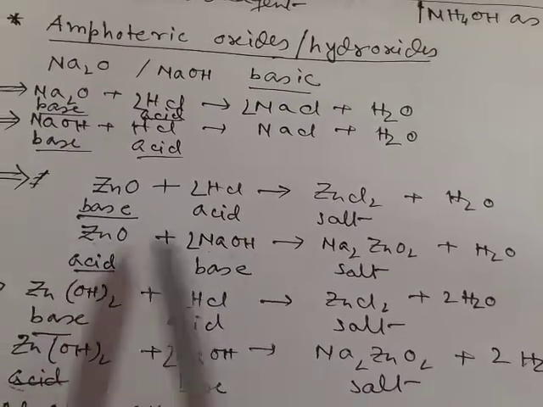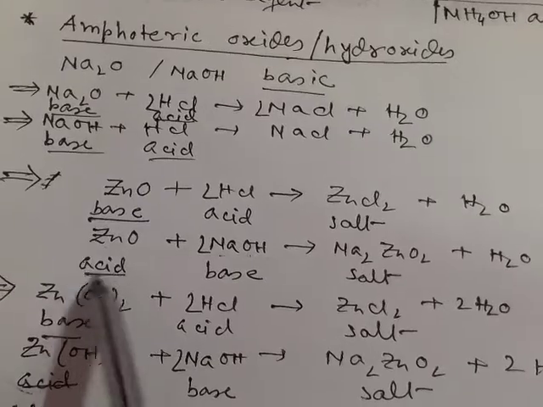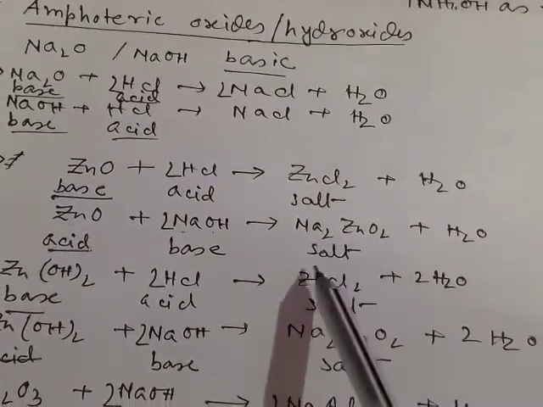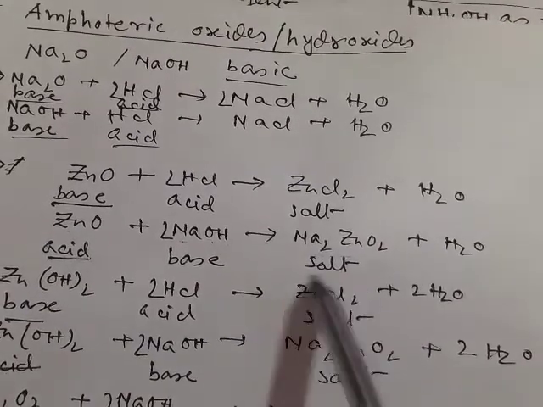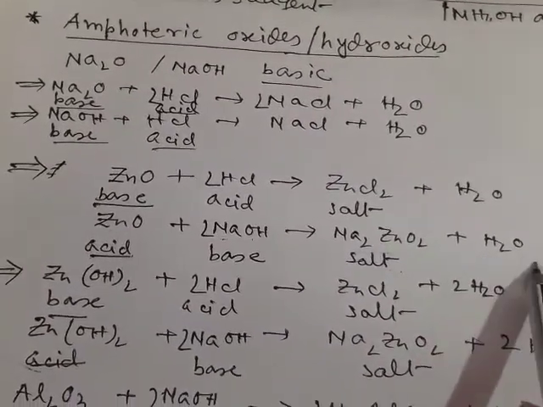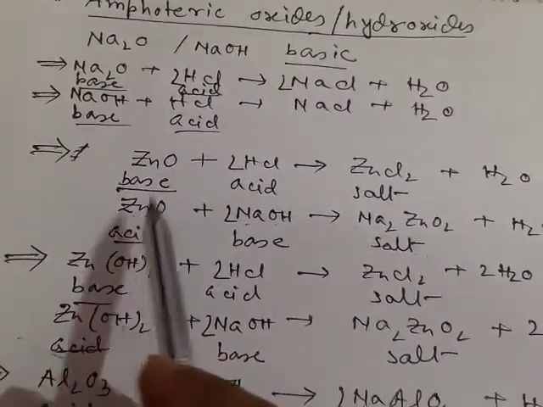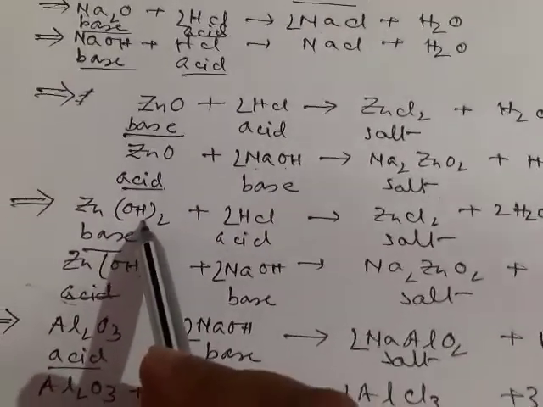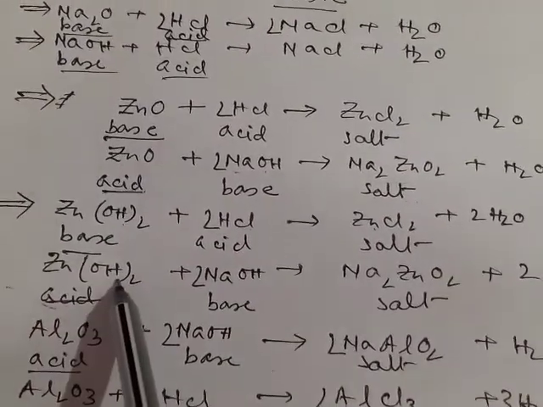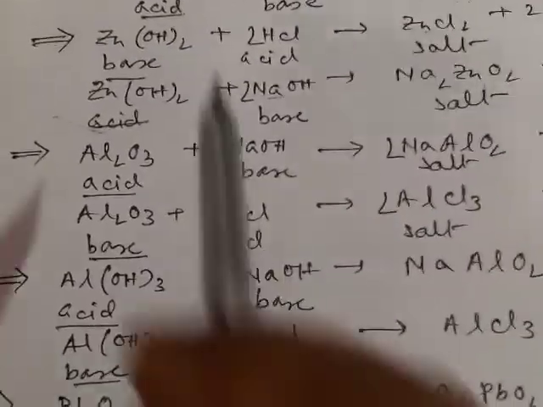Also, zinc oxide can react with the base NaOH. Here zinc oxide is acting as acid. Here there will be formation of sodium zincate salt. It is also a colorless salt, remains in solution and we get water. So zinc oxide has amphoteric behavior. Similarly, zinc hydroxide reacts with HCl to form zinc chloride, and zinc hydroxide reacts with NaOH to form sodium zincate.